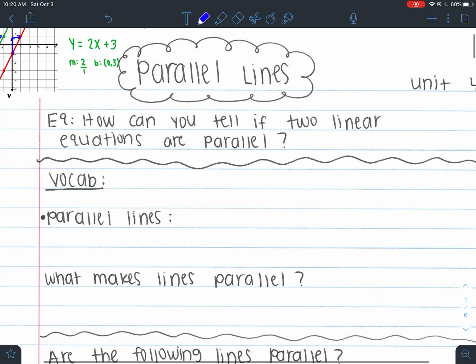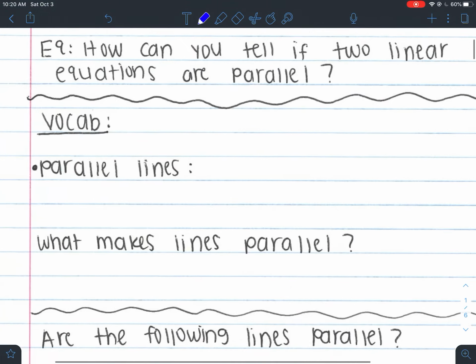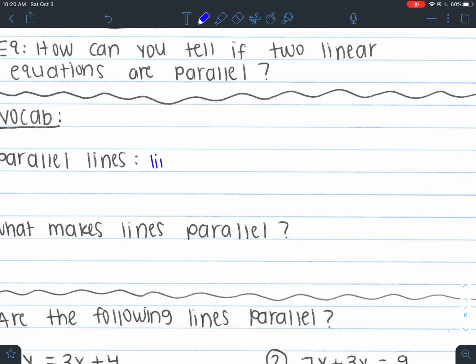So our topic today is going to be about parallel lines, and just the general definition of parallel lines. These are lines that never intersect.